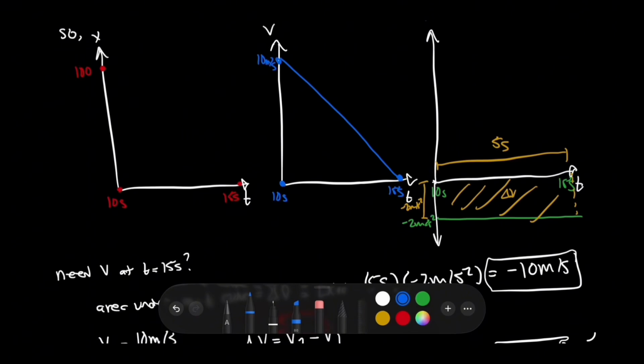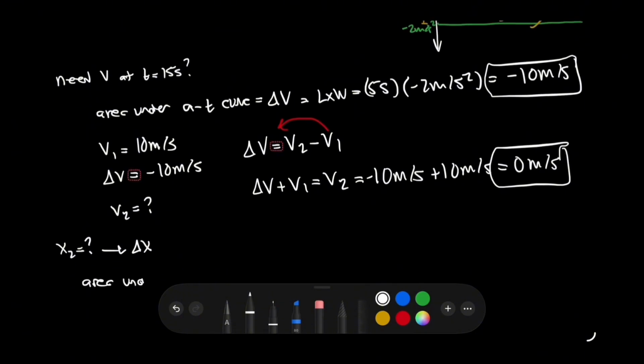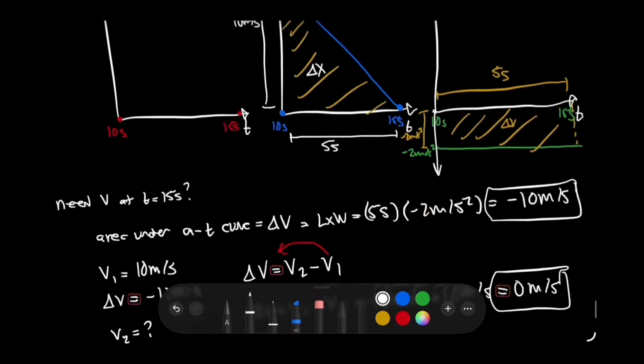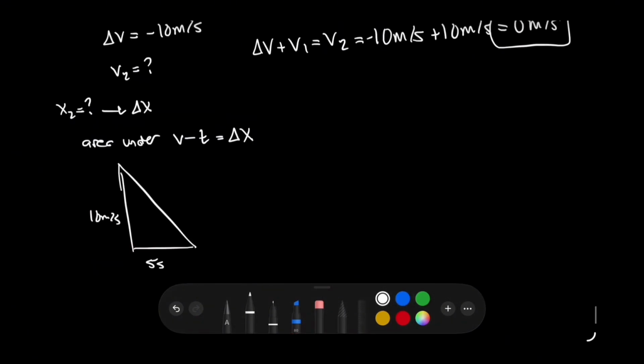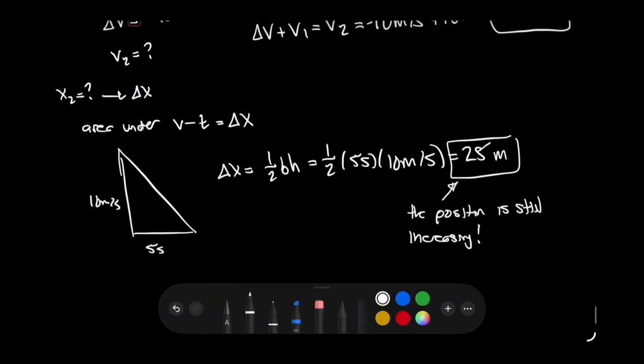From here, we can figure out the position time graph by first identifying the displacement, which is going to be equal to the area under the velocity time graph curve. So the area under the velocity time graph curve is equal to this, and so we can draw this triangle here and use the area of a triangle, plugging in our values, solving, and if we do that, we find that our displacement is equal to this. So the position is actually increasing in this situation.